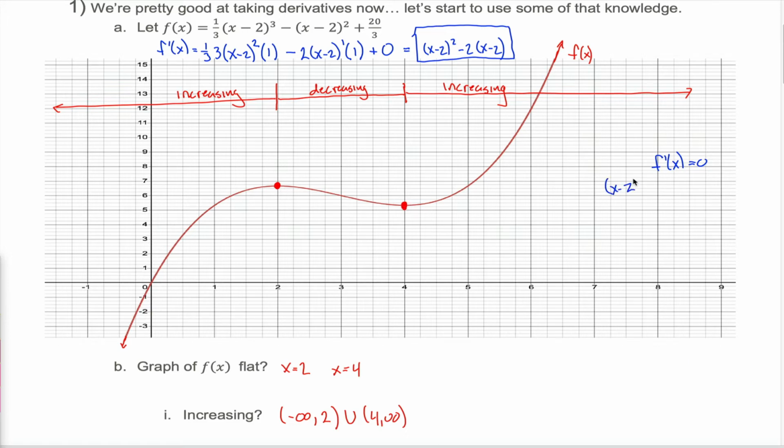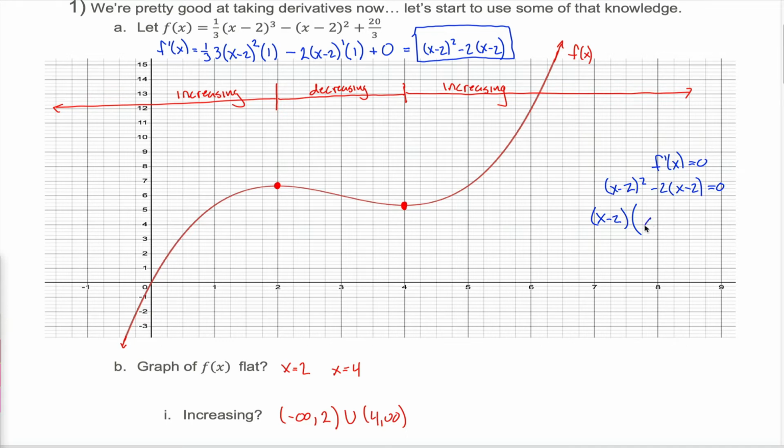I got (x - 2)^2 - 2(x - 2) = 0. And I want to solve this equation. There's a few different ways you could do it. You could expand things to get rid of the parentheses. But if you're kind of clever, you might notice that you have an x - 2 in each of these terms. So you can factor out an x - 2 from this term and an x - 2 from this term. And what would be left?